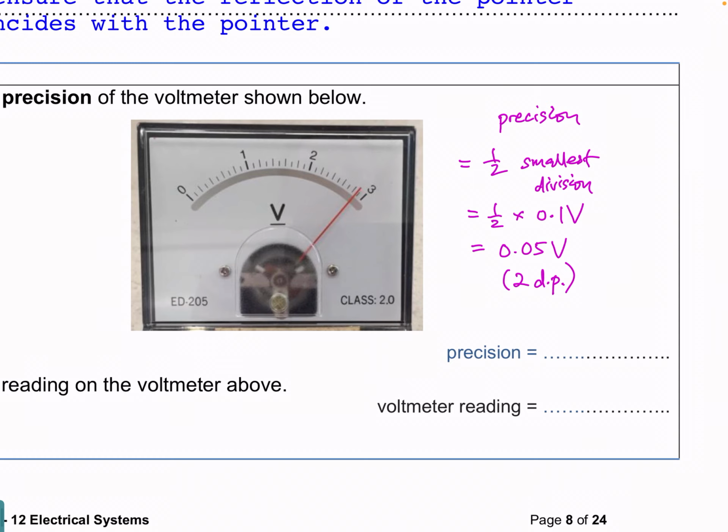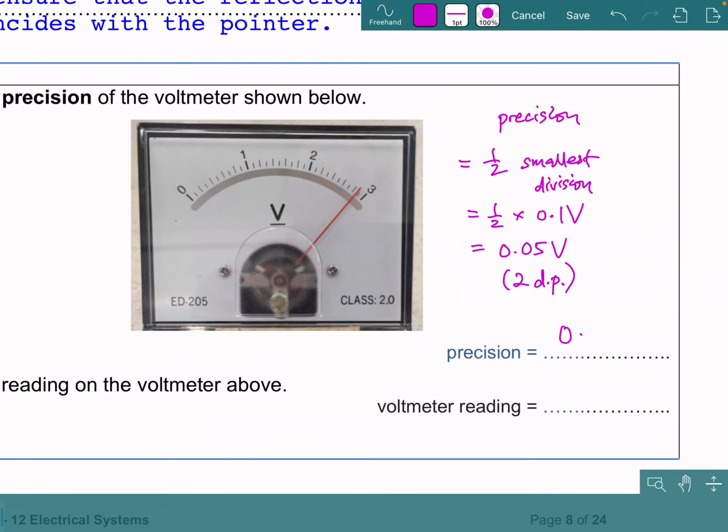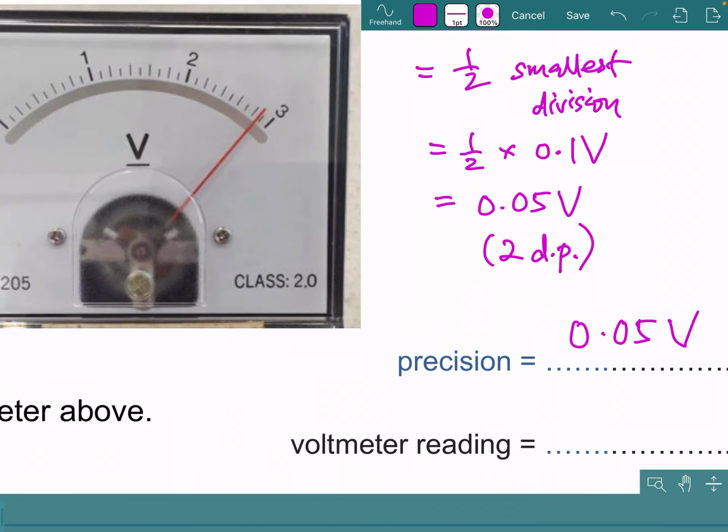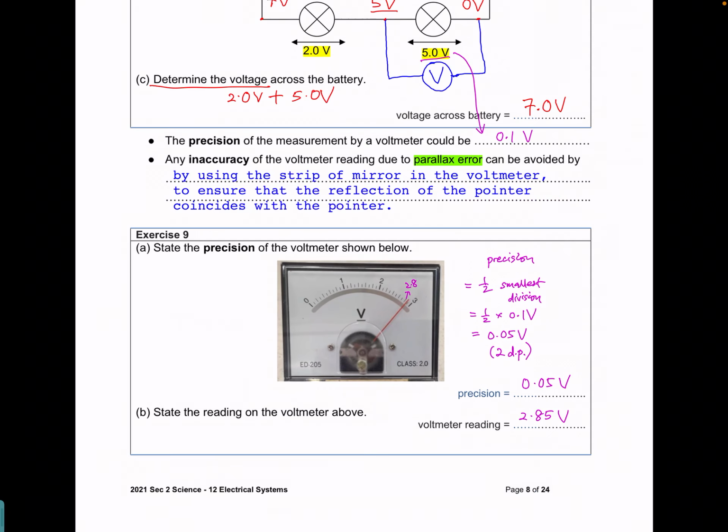So the precision will be 0.05 volt. And for the reading here, you read very carefully, from 2 until here is about 2.8, and about half of it, so we can record this as 2.85 volts, the reading on this voltmeter here.